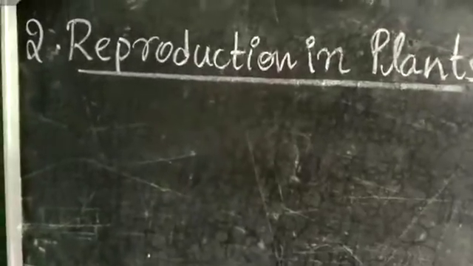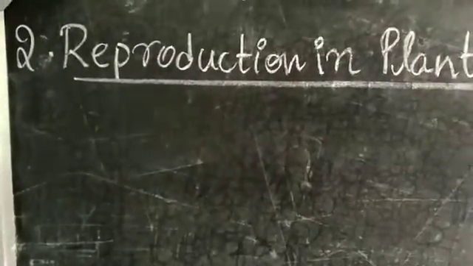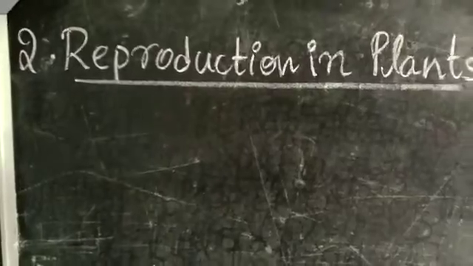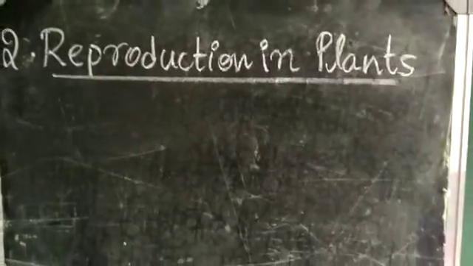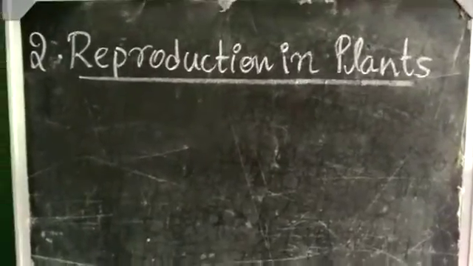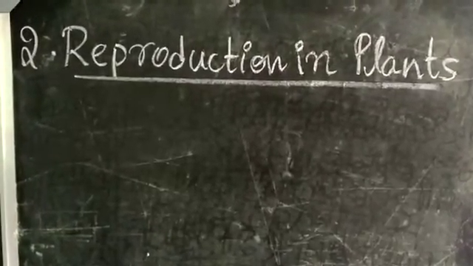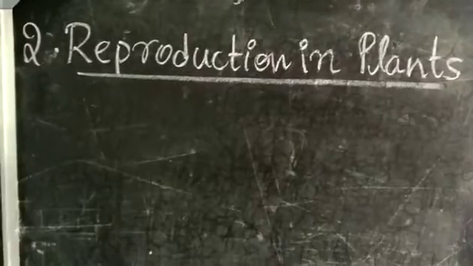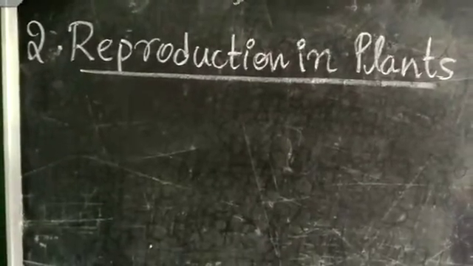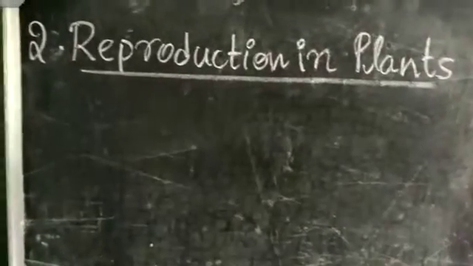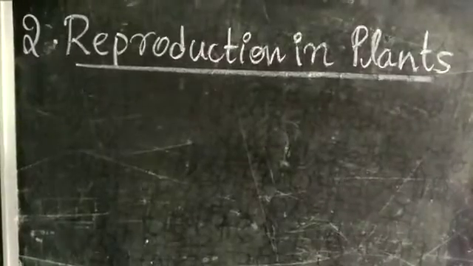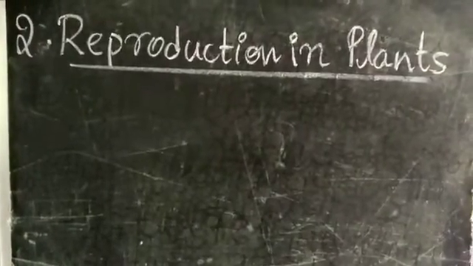Good morning. Today we will start the new lesson, Science, second lesson, Reproduction in plants. What do you mean by reproduction? Reproduction means multiplying the number of living things. Yes, reproduction means multiplying the number of living beings.